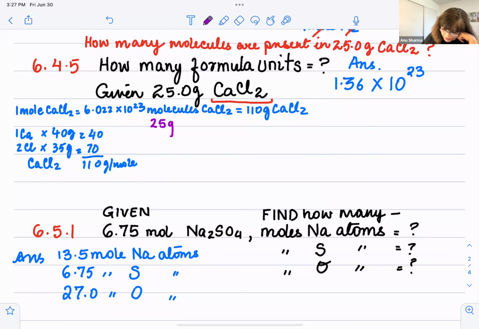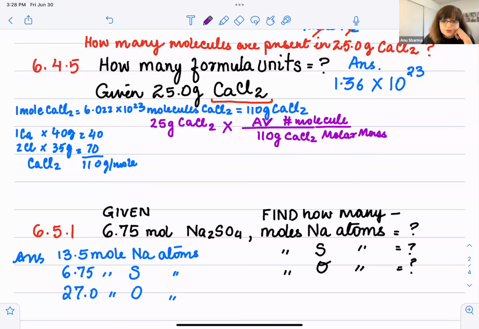So the book is saying you first convert to moles, but I'm going to do it directly, times that conversion factor in which you are given the number of molecules on the top. So in this case, Avogadro's number of molecules on the top are present in 110 grams of calcium chloride, and that is the molar mass of calcium chloride. The whole purpose of molar mass is to basically quantify how many atoms or molecules we are working with. So you just set up the problem like this.